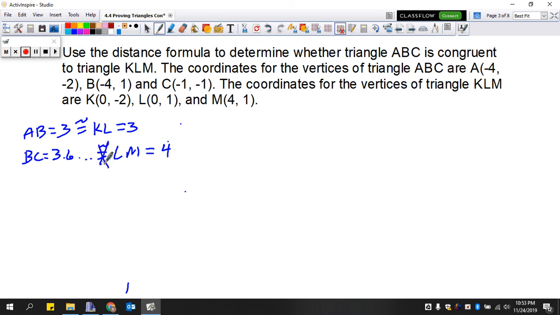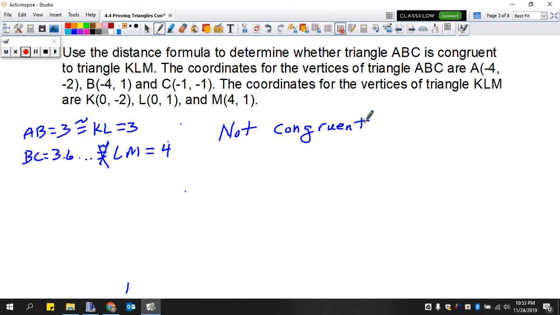Okay, so we can say that these triangles are not congruent because we can already see that two of the sides are not the same length. Okay, two of the corresponding sides. So as soon as we find one of them that is not the same length, we don't have to even worry about the third one.